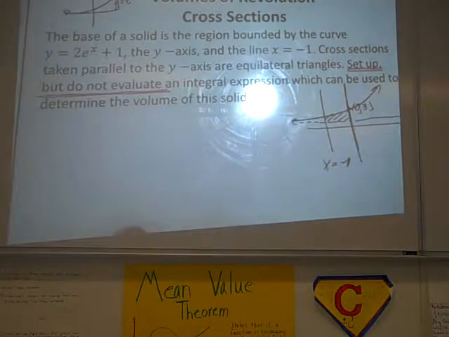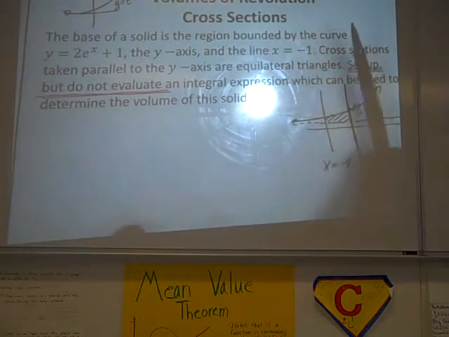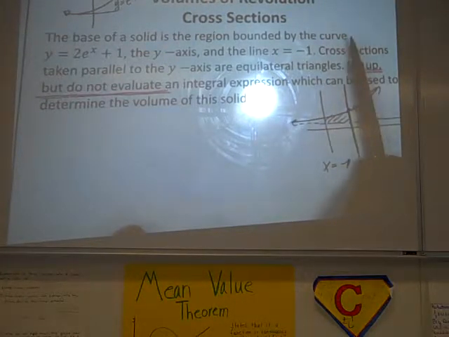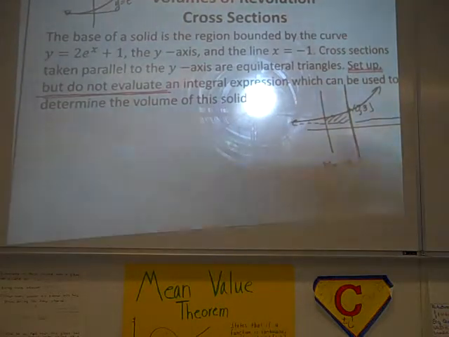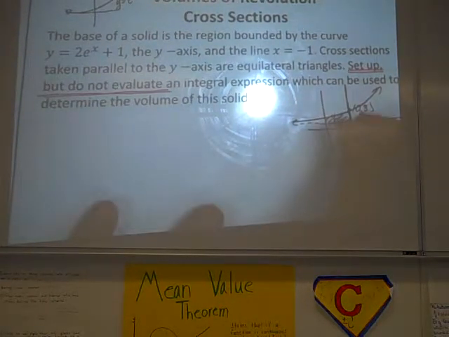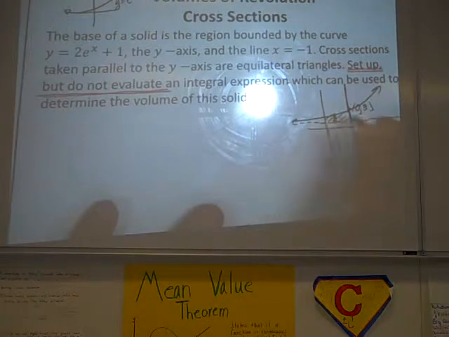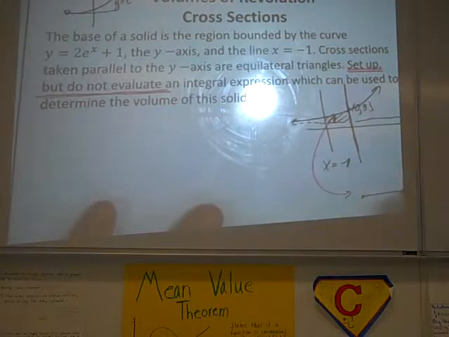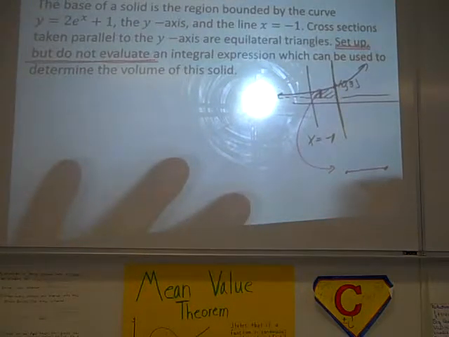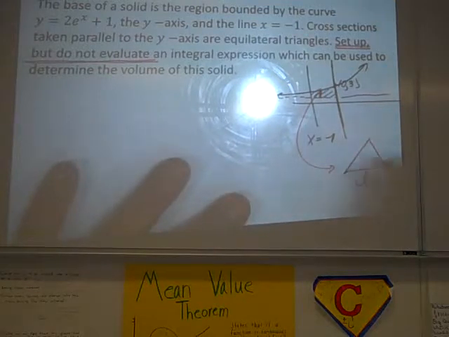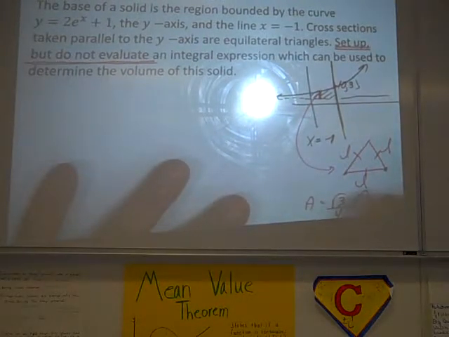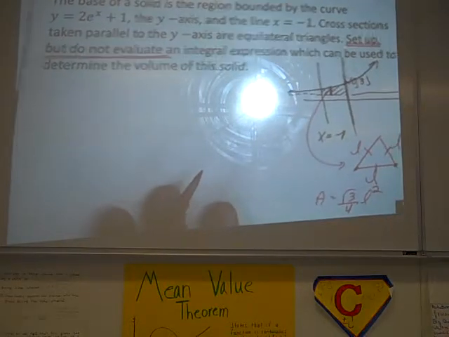Cross sections taken parallel to the y-axis are equilateral triangles. Okay? So if I'm parallel to the y-axis, going this way, that represents the base. If I have equilateral triangles, imagine pulling that out. I'm going to make it a little bit longer. We'll call that little section L. I need an equilateral triangle. All three sides are equal. They're all equal to L. We know from before that area is square root of 3 over 4 times L squared.